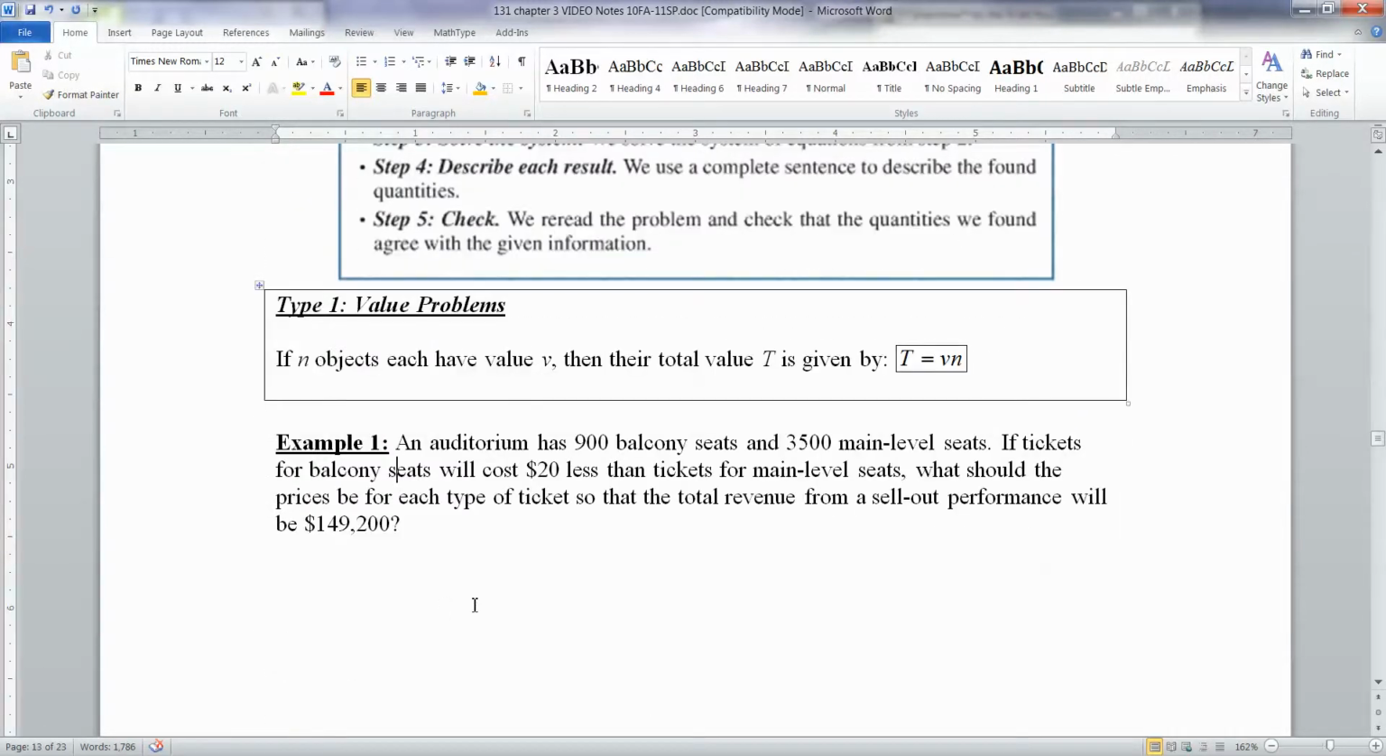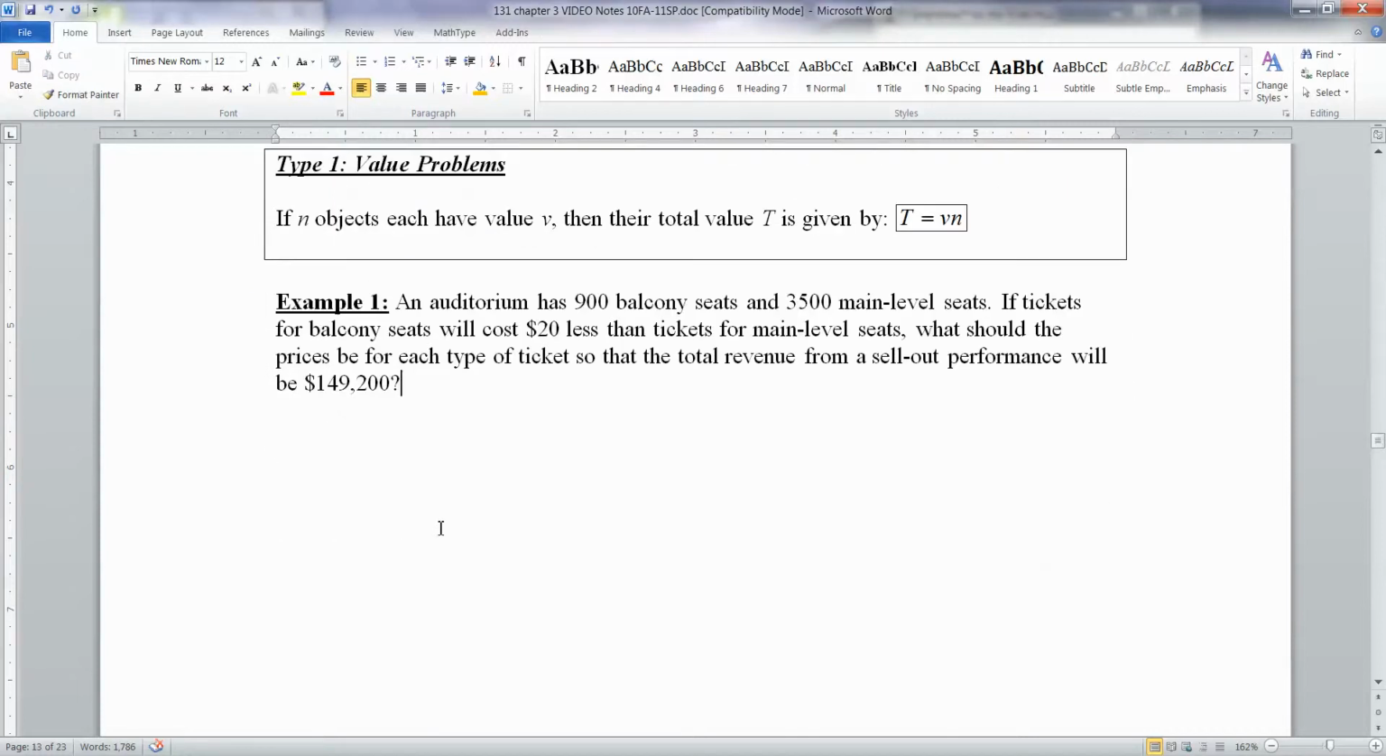Now remember that if you have n objects that each have a value v, then their total value t is given by t is equal to v times n, which is a fancy math way of saying, look, if I'm going to buy 20 kumquats, and they each cost $10, 20 times 10 makes $200, right? And that's your total cost. I mean, everybody kind of knows that inherently. That's what this is talking about.